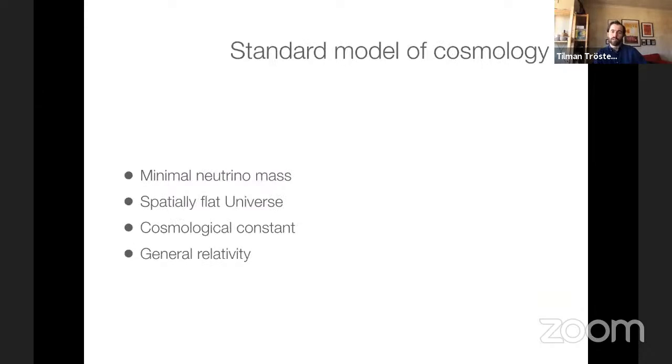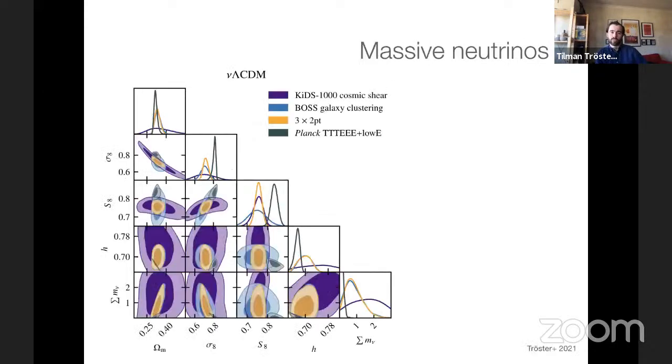So to recap, the standard model that we use is we fix a minimal neutrino mass. We assume that the universe is basically flat. But neither of those is really intrinsically required. Then we assume general relativity and a cosmological constant. Now you can ask what happens if you relax any one of these assumptions. Starting with the neutrino mass, as it's well known, it doesn't do much to cosmic shear, so it doesn't do anything here to the S8 tension.